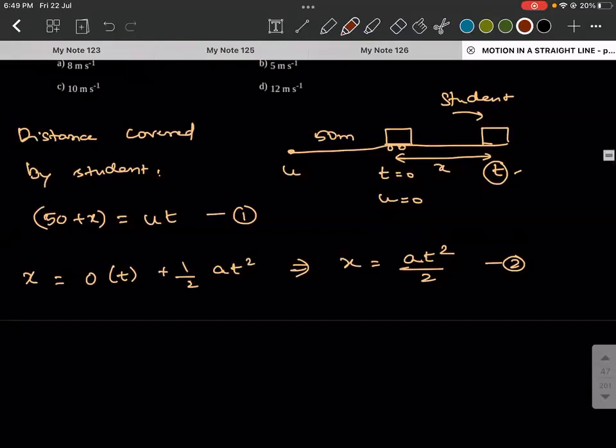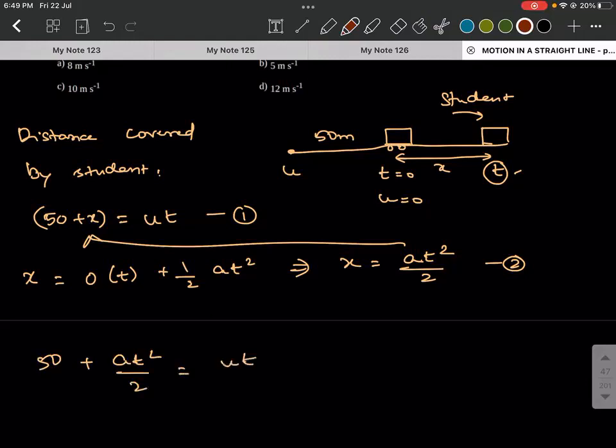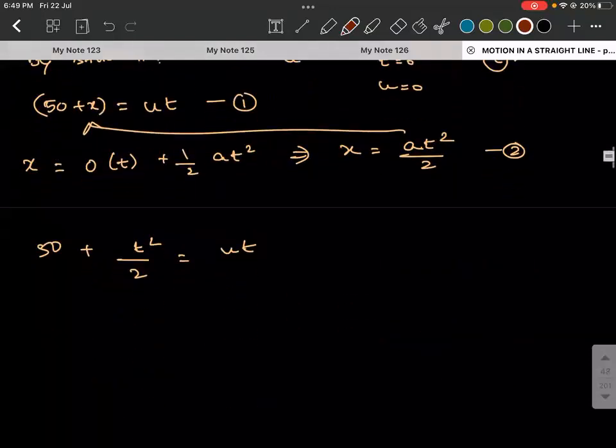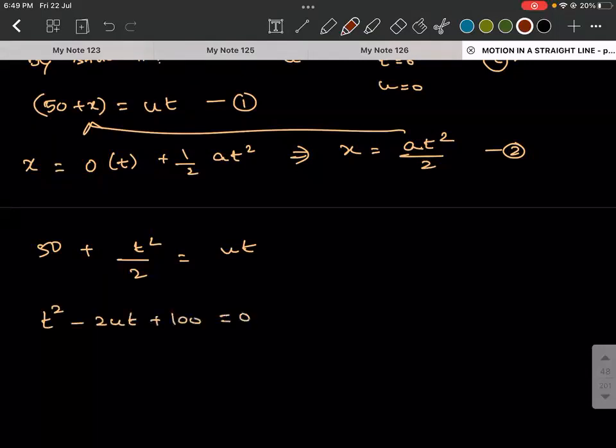Can I do this? If I take this x and substitute it here, 50 plus at square divided by 2 is equal to u into t. But what is the value of a? A is 1. Did you read the question carefully? Acceleration is 1 meter per second square. So I can write t square minus 2ut plus 100 is equal to 0. Can I do this? Yes.